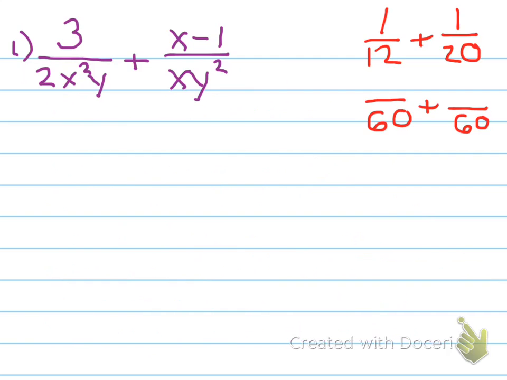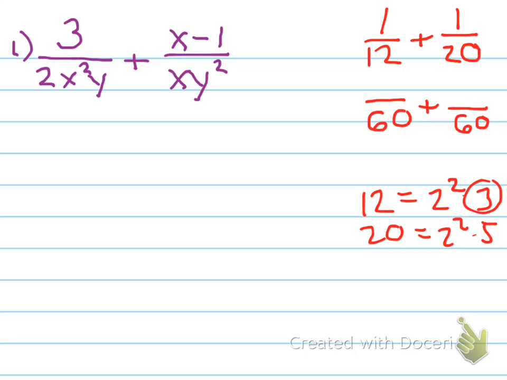So if you think about what we had again with 1/12 and 1/20, we know that 12 is 2 squared times 3. And we know that 20 is 2 squared times 5. Well, our least common denominator is the product of all the factors, 3 times 5 times 2 squared, the highest power with which it appears. And you can verify that 2 squared times 3 times 5 is in fact 60. So that's the procedure here for finding a least common denominator.